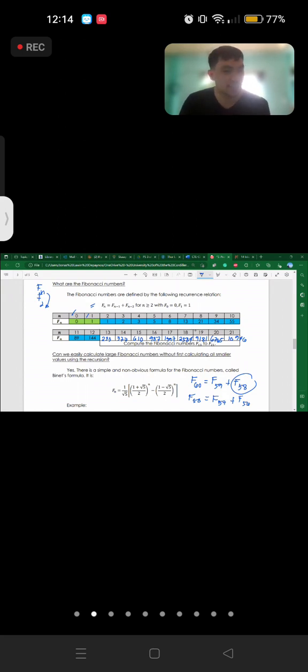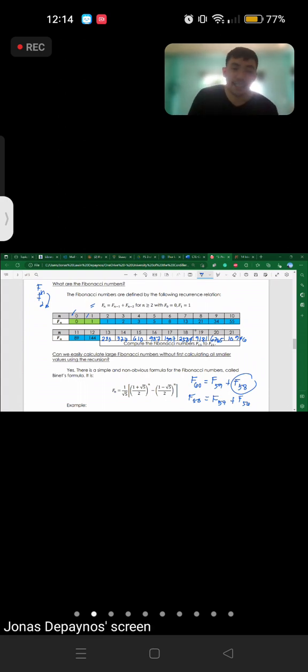That's the concern. Thus, we have here this third subheading. Can we easily calculate large Fibonacci numbers without first calculating all smaller values using the recursion? The answer is yes. There is a simple and non-obvious formula for the Fibonacci numbers. We call it Binet's formula.